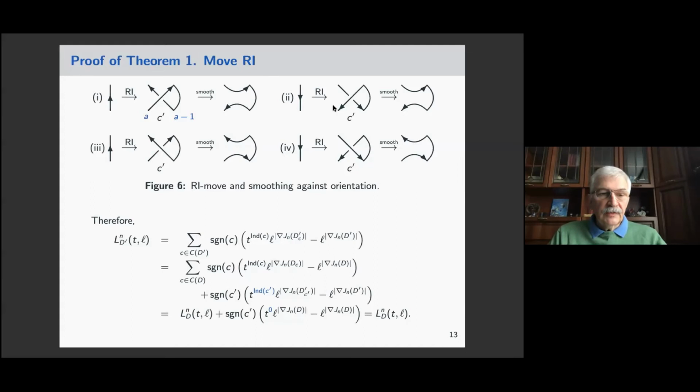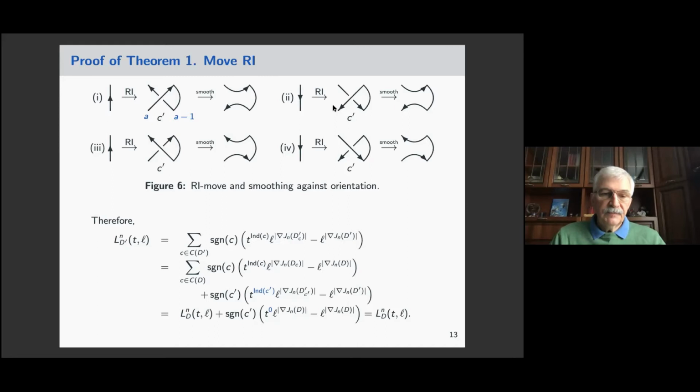So you have four possibilities depending on the type of orientations. And for example, let's look at case I. You have a part of the diagram, and after you apply Reidemeister move one, you have another diagram. So you get a new crossing point, which I denote by C prime.